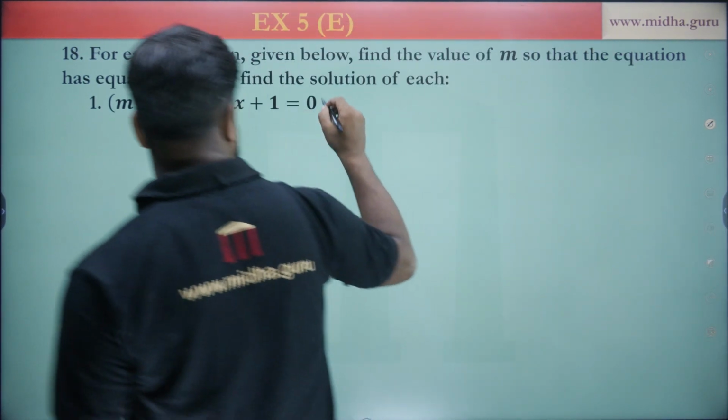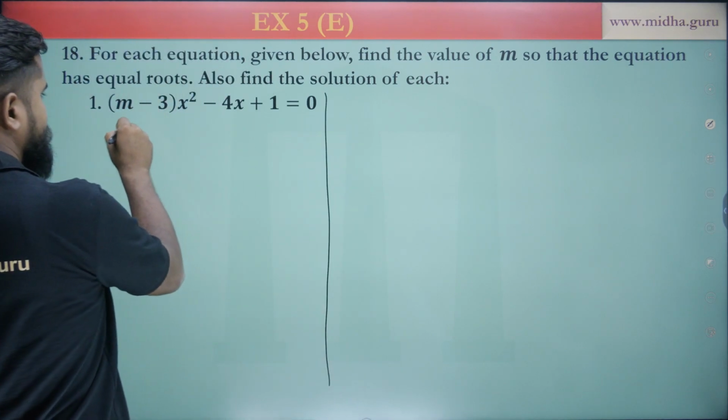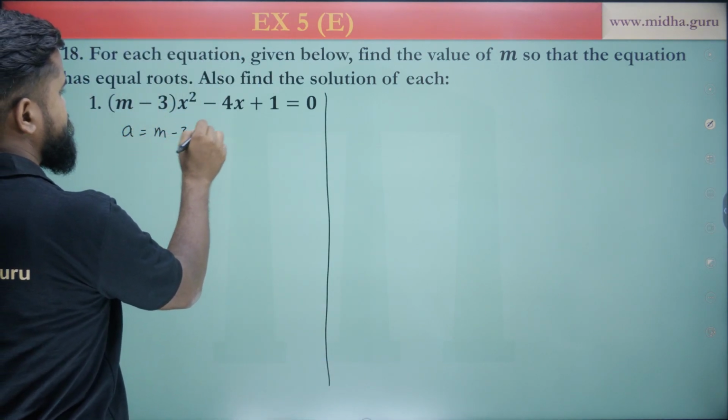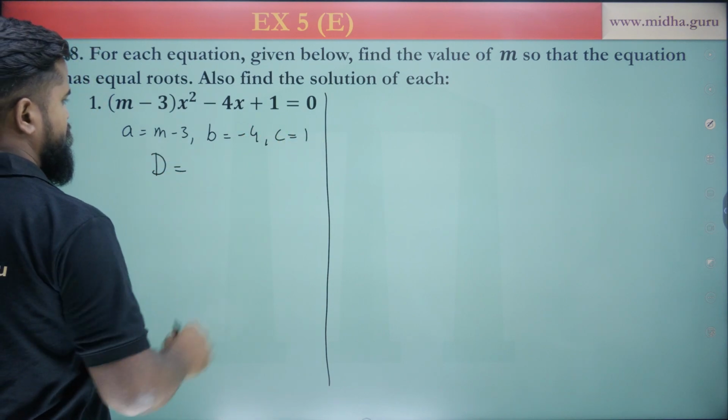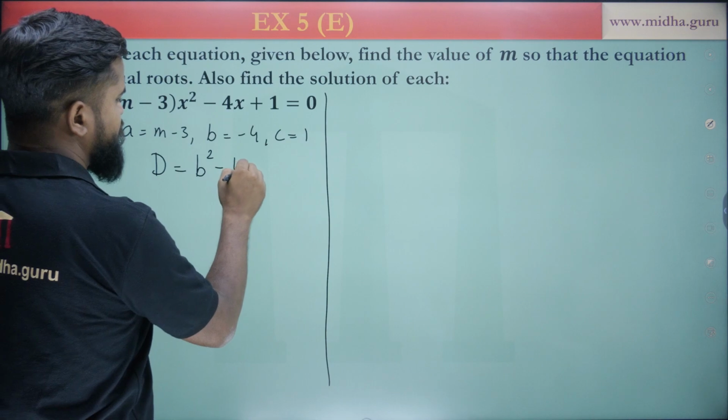So first things first, we'll calculate a, b and c. Given to us, a is m minus 3, b is minus 4 and c is 1. Now the discriminant is b squared minus 4 times ac.